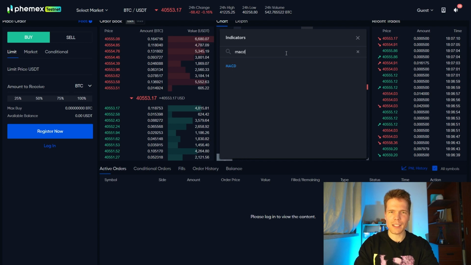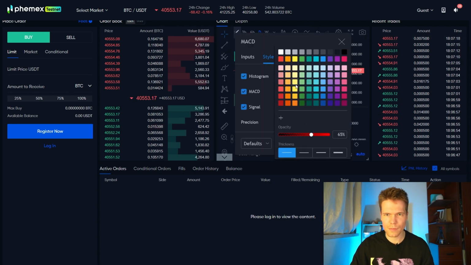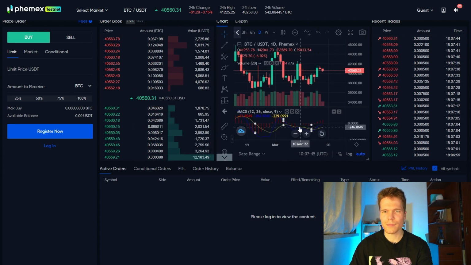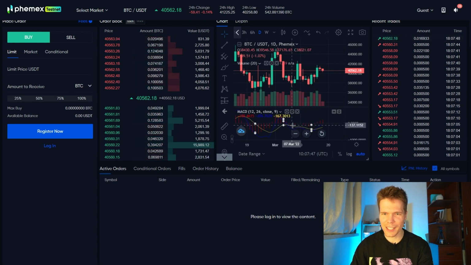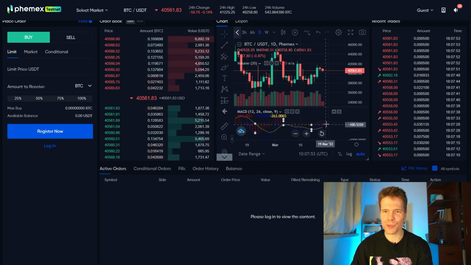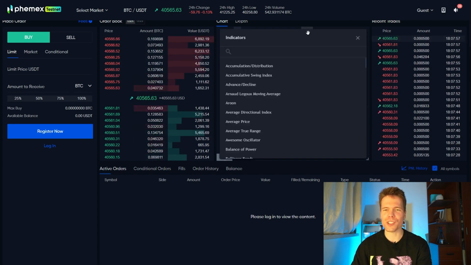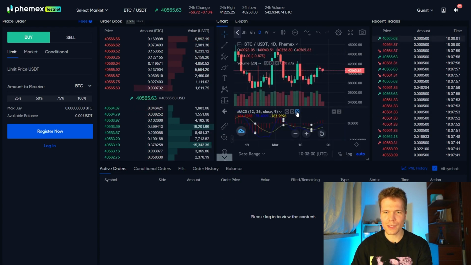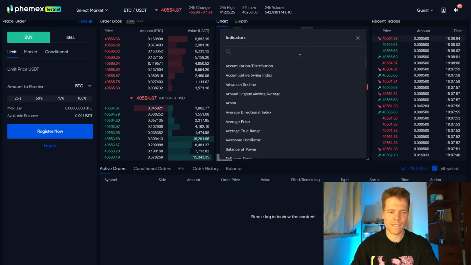Let's do the MACD. All right, we can see the signal line had crossed over the MACD line, but now it's back below. It was just ranging, still pretty close, not getting any super strong signals there. So let's say bye to the MACD.